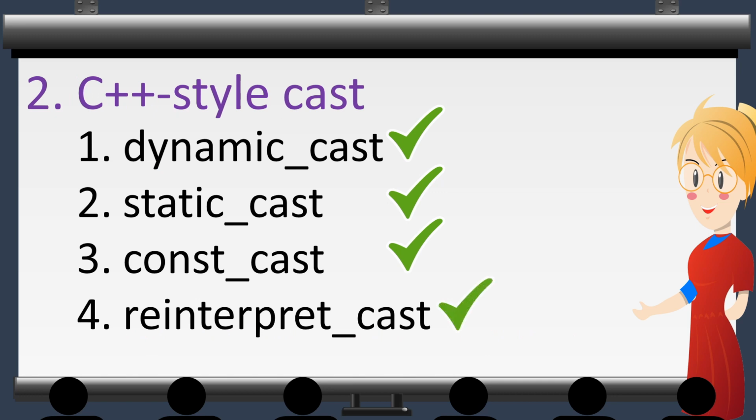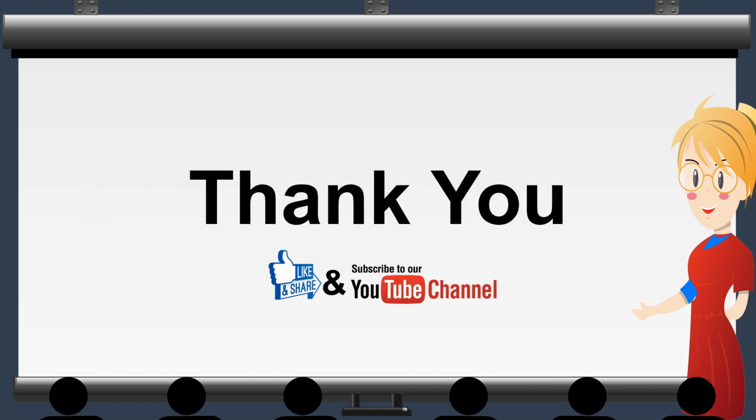Now we have learned about all four types of C++ cast. Out of the four types of cast, avoid using const cast and reinterpret cast as much as possible. Also, use dynamic cast for casts between polymorphic data types. And finally, use static cast for performing any implicit conversion, including standard conversion and user-defined conversion. In this tutorial video, we have discussed variables, variable types, C-style cast and C++ style cast.